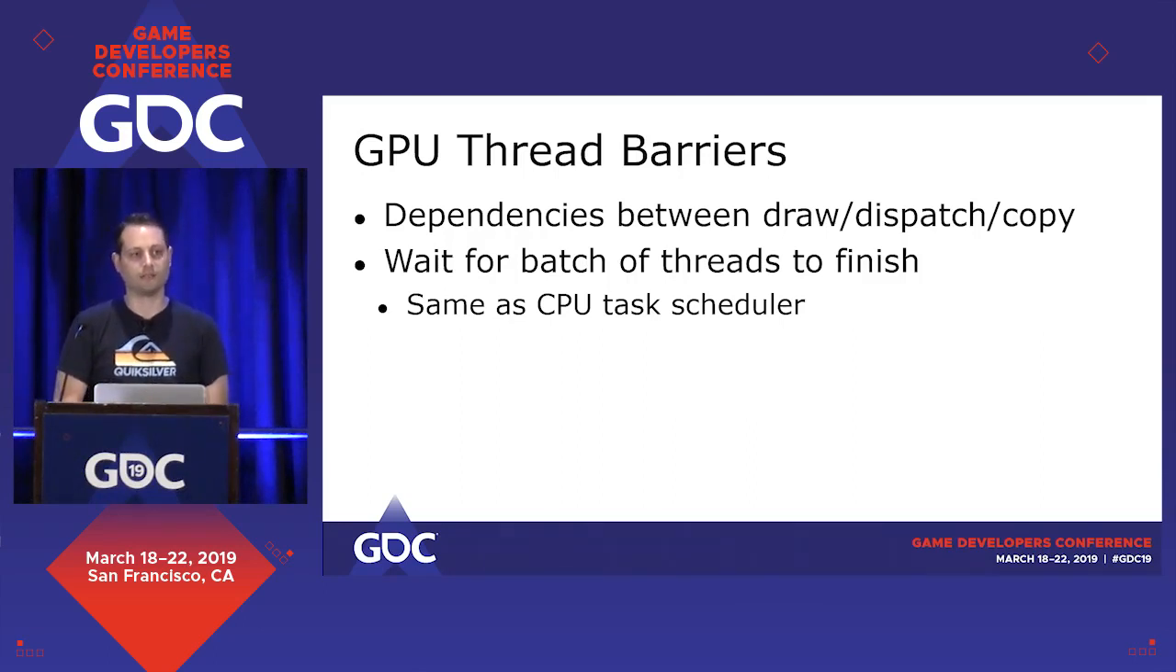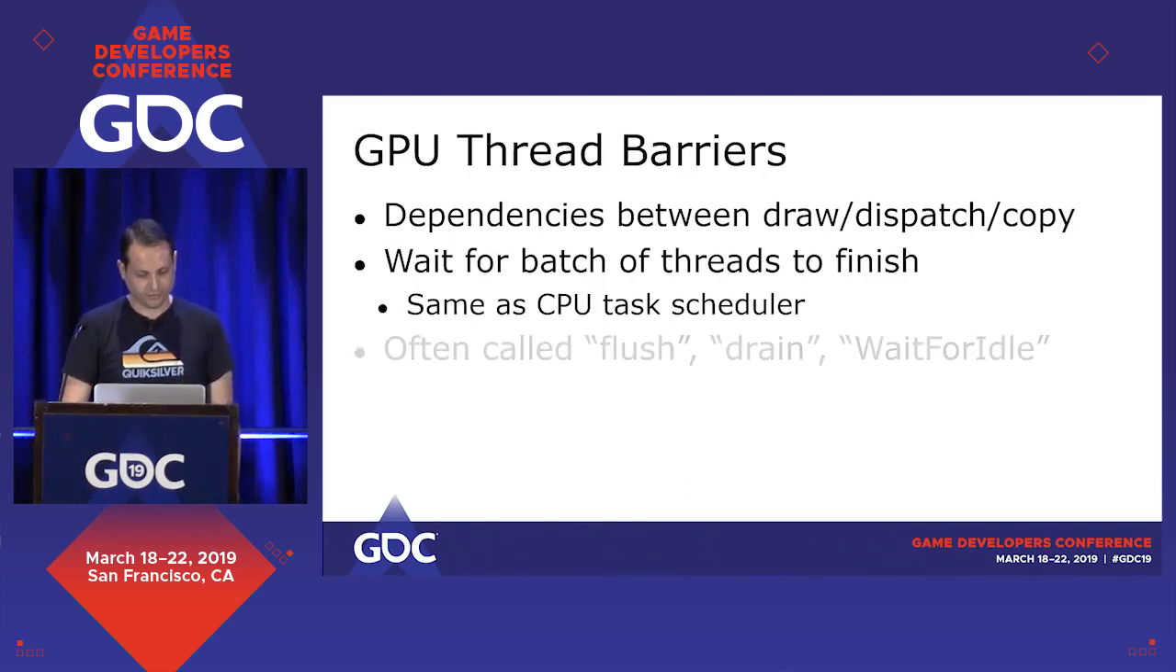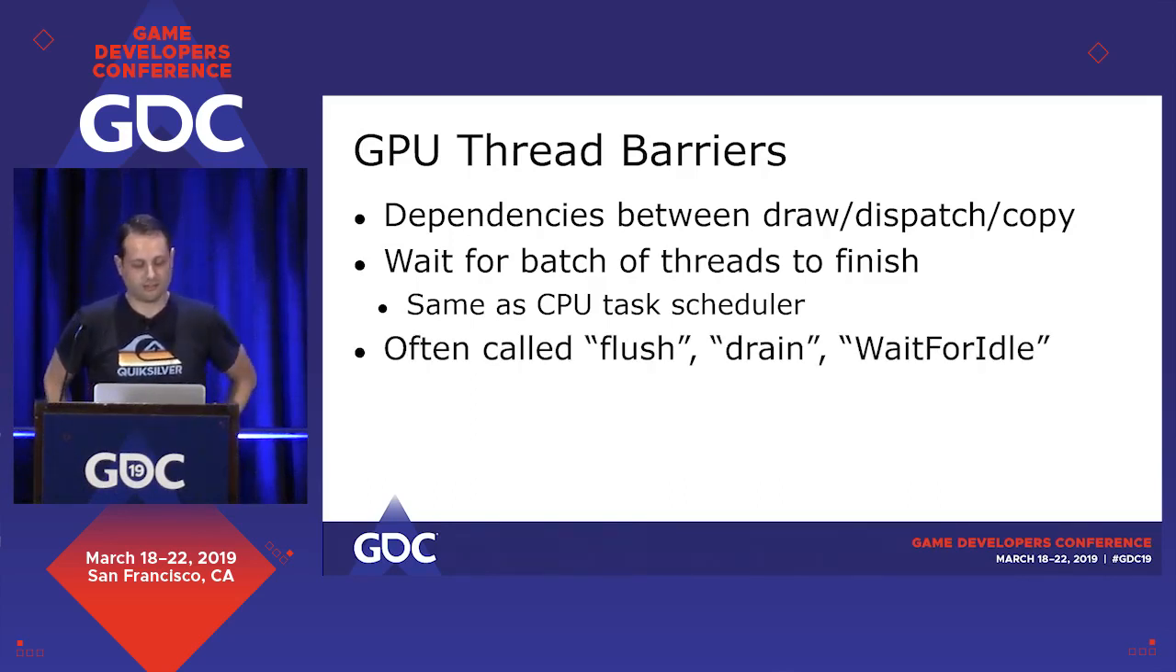Usually you have some kind of mechanism that can say, hey, I submitted a batch of jobs and I want to wait for them to all finish. So it's kind of the same thing, except in this case it's on the GPU and there's actually hardware that can do this for you. And you often see this called some kind of flush or a drain or wait for idle, because you're kind of waiting for all that work to make its way through the full pipeline.